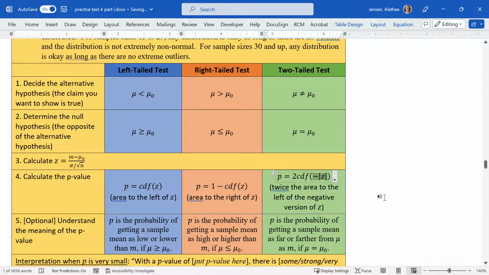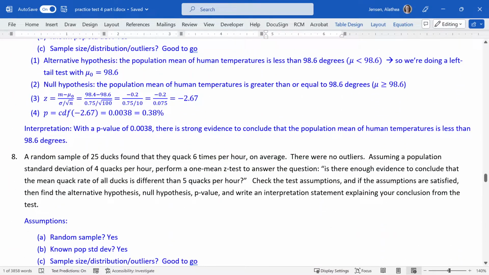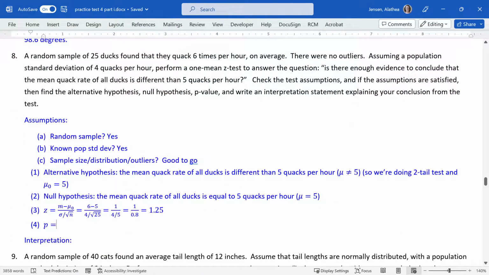All right, so regardless of whether you got a positive or a negative z, you use the negative version of it, you look up the CDF in the table, and then you double it. And the reason is because you're doing two tails, so it's this symmetrical situation where the tail to the left of the negative version and the tail to the right of the positive version have the same area. All right, so anyway, coming back down here, I'm going to do 2 times the CDF of negative 1.25.